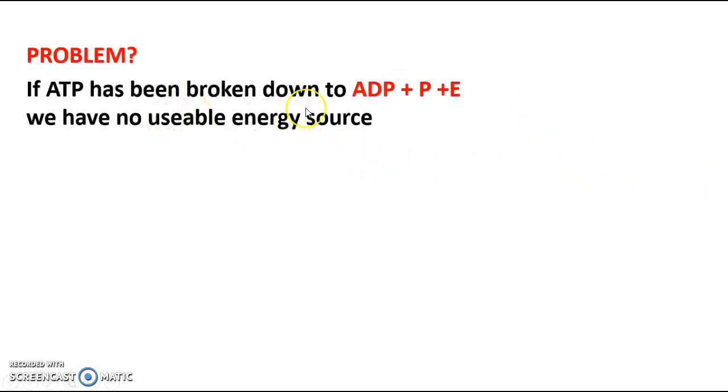Now, as I'm sure you can imagine, this leads us to a problem. The key problem is that if ATP has been broken down to ADP plus P plus energy, we have no usable energy source left, because remember, it's only ATP that can provide us with energy. So if we have broken it down to ADP plus P plus E, there's no ATP left. So our 3 seconds has gone. How are we going to get that back?